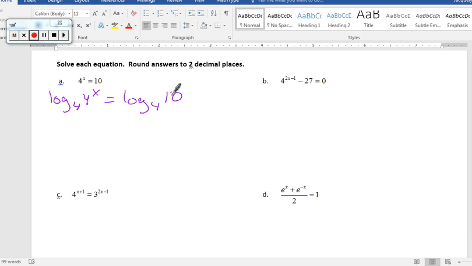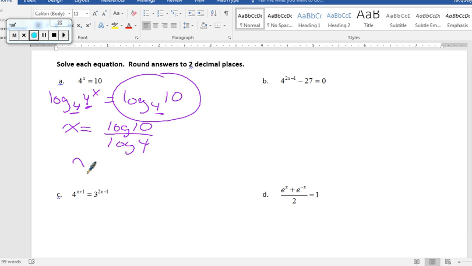And the reason I want to pick log base 4 is because the base of the log equals the base of the power. They'll cancel each other out. I'll be left with x. This part here, we can put in a calculator just as you are. If you don't have a calculator that will let you put in a base other than 10, you can use your change of base formula, log 10 over log base 4, and you get x to be about 1.66.